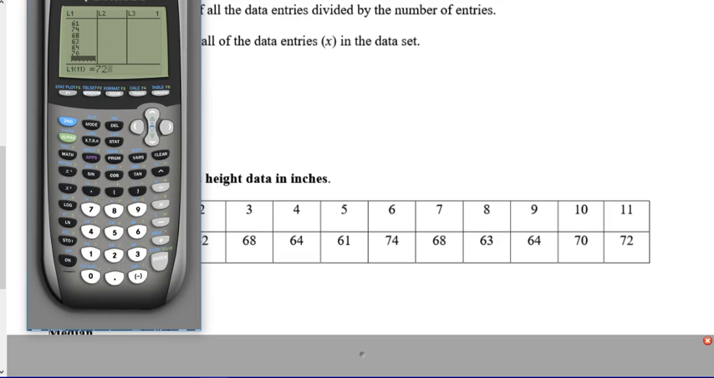Now I should have 11 entries. Notice how it says L1(11). Now if I hit enter, it says 12. That's because I'm on the 12th entry, which has no number. If I go back up, that's my 11th number, so it matches up.